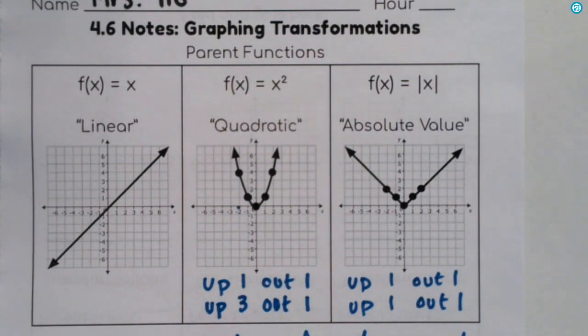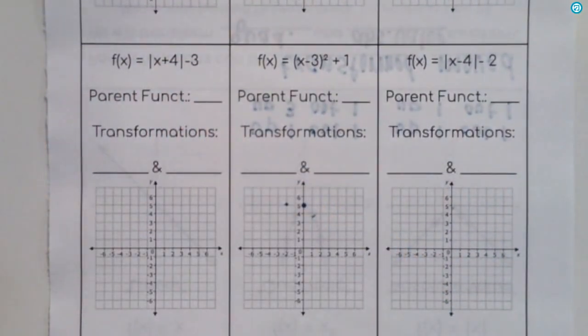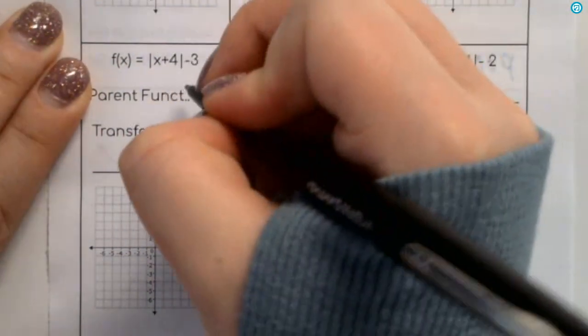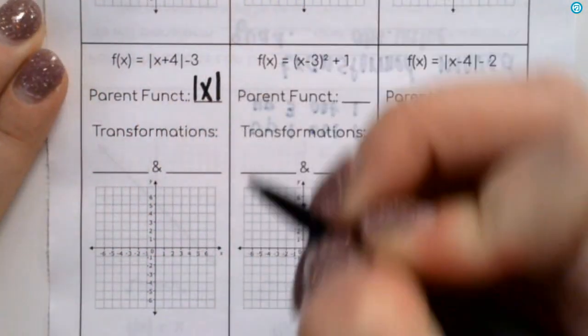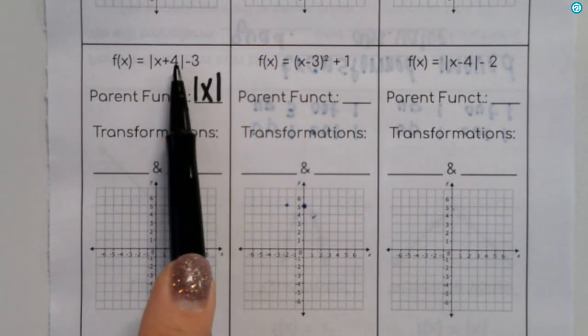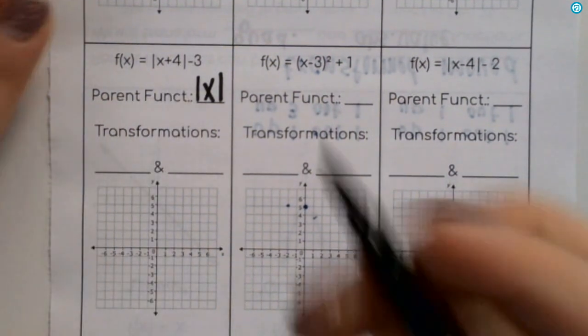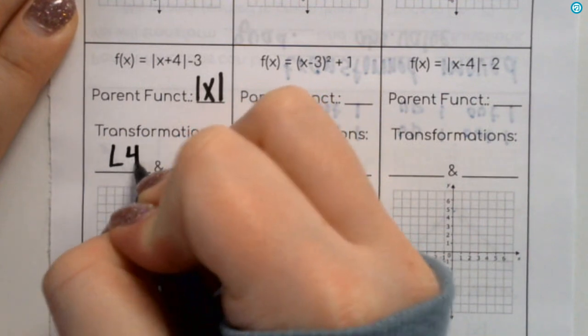All right, back to the back. Let's zoom through these last 3 so you guys have some time to work on your assignment. Okay, so absolute value of x plus 4 minus 3. Parent function is absolute value of x. I just said that. Okay, I am adding 4 inside. Which direction does adding inside move me? Left. So I'm moving left 4.